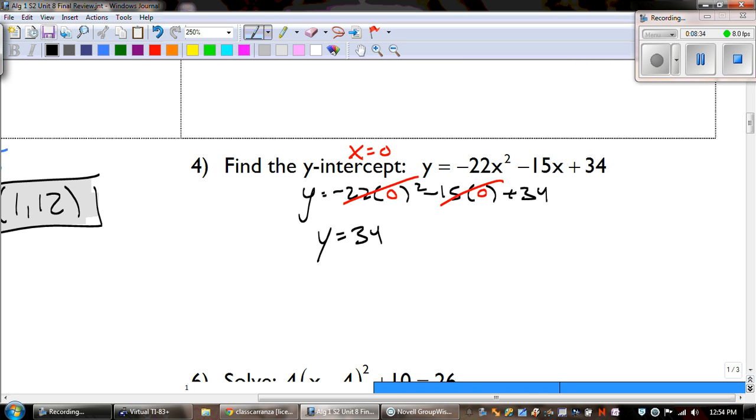Now, our answer isn't y equals 34. We want the intercept. Okay, intercept is a point. That's why it ends in PT. So our intercept, x is 0, and y is 34.